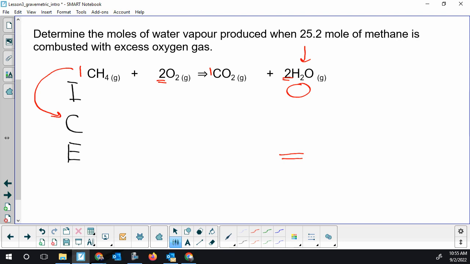Now, where can we start? We're told there's 25.2 moles of methane. That's a reactant. That would be the initial amount.